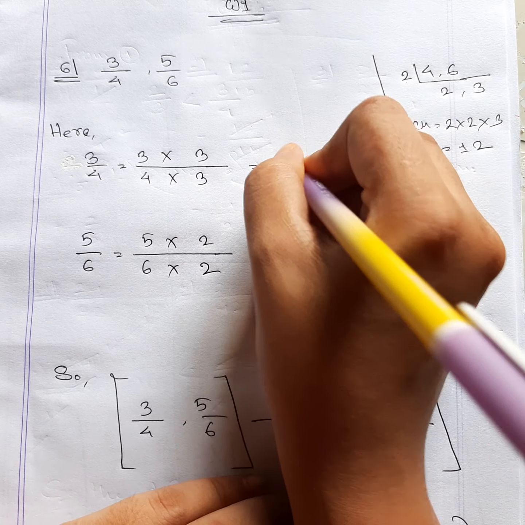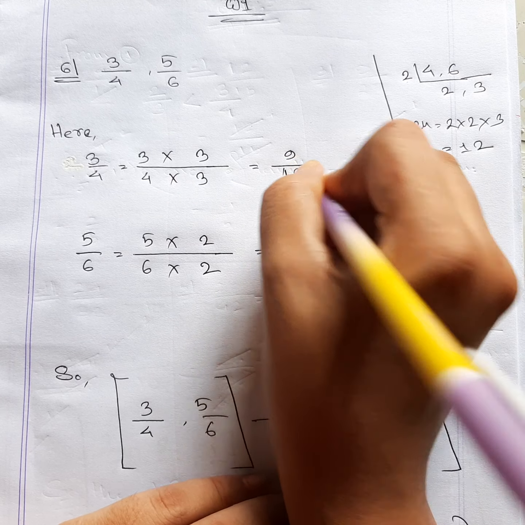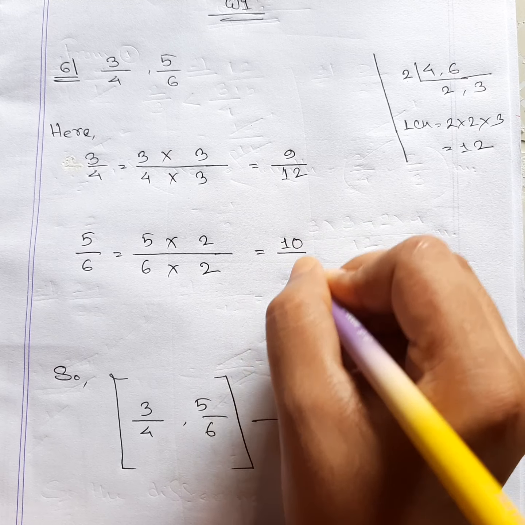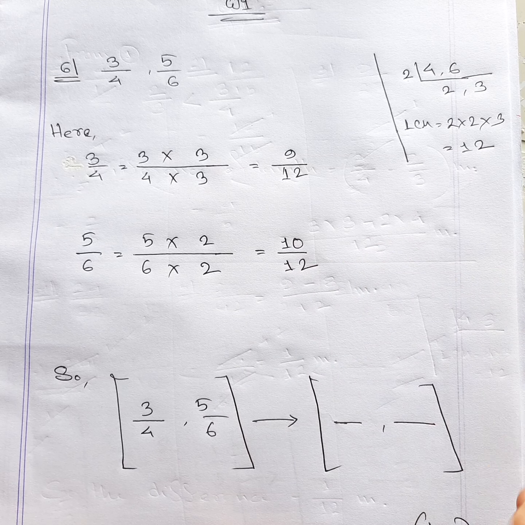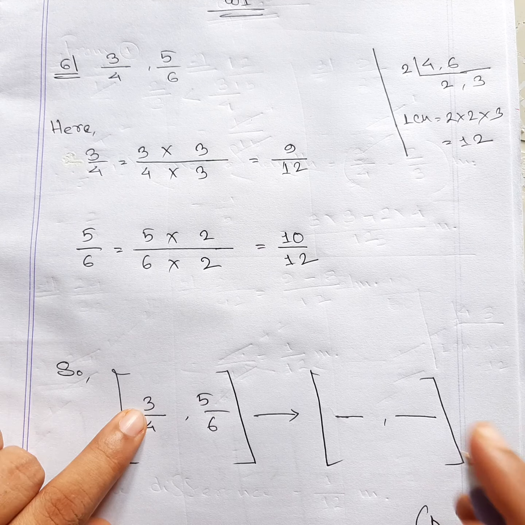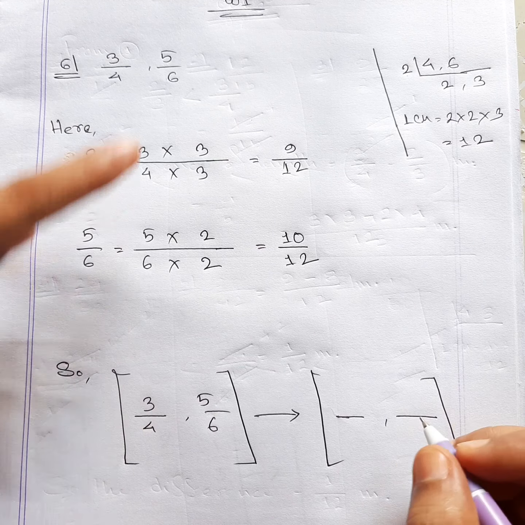3 3s are 9 and here 12, and there is 10 and 12. See how easy. So the first one goes with the first one, second one goes with the second one.